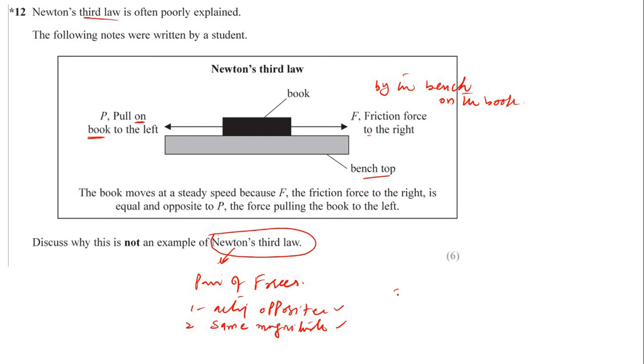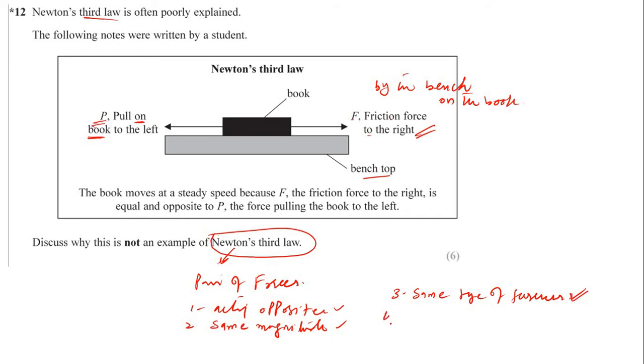And the third point is, they must have the same type of forces. That means either contact forces or non-contact forces. Indeed, this is also true. Why? Because F is the friction, which is a contact force. P is the pull, which is also a contact force. So these 3 points are valid.